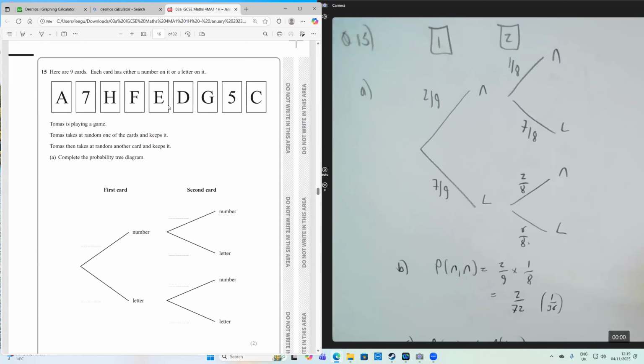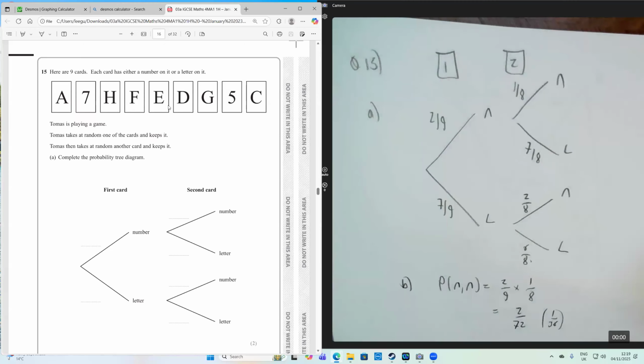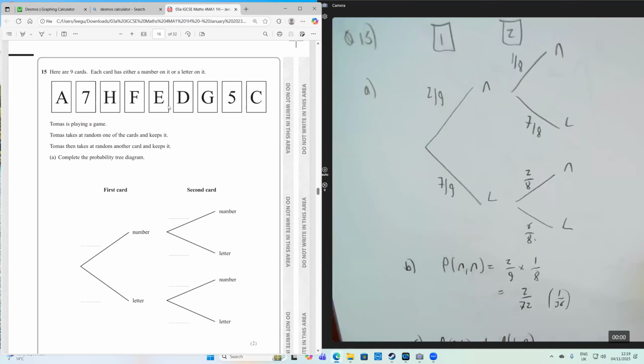Complete the tree diagram. So first of all, let's have a think about how many numbers and how many letters we've got. So let's look at our letters. 1, 2, 3, 4, 5, 6, 7 letters.